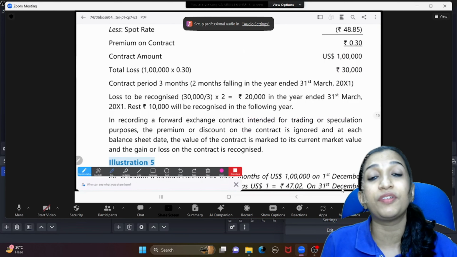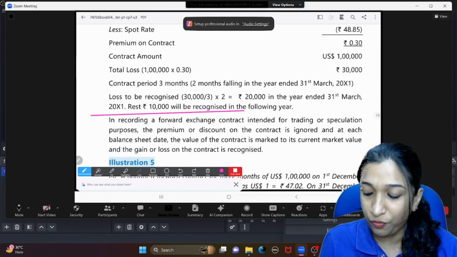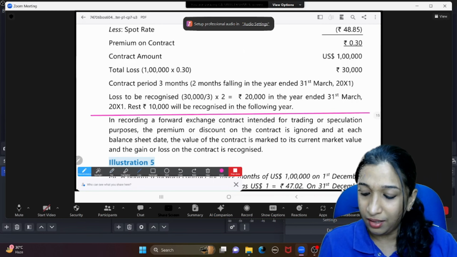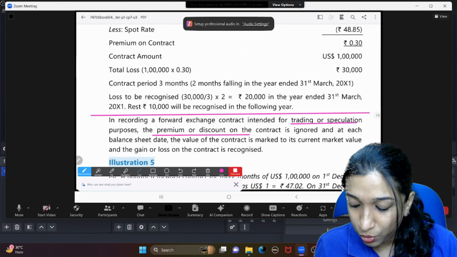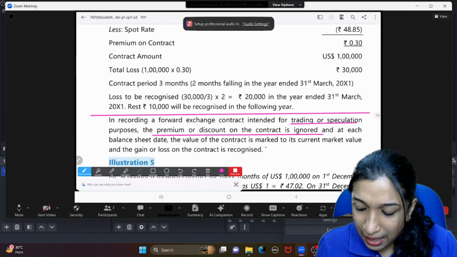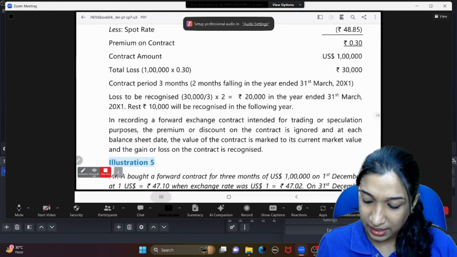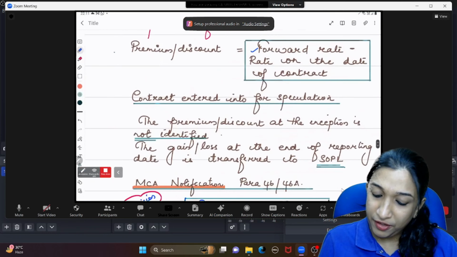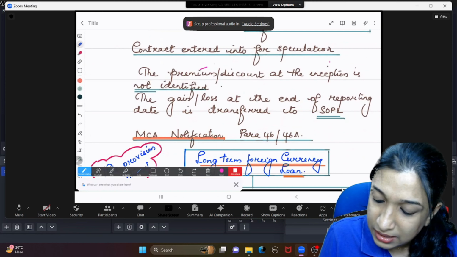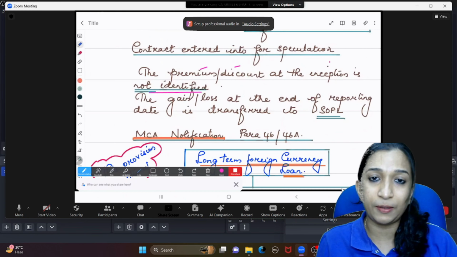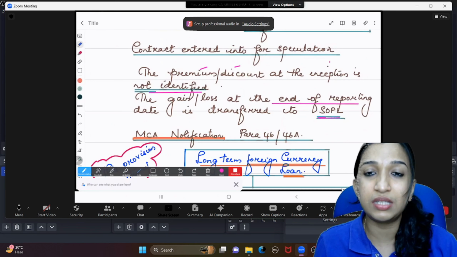So this is what I'll do if the contract is entered into for hedging. What if the contract is entered into for speculation, that is trading? For trading or speculation, ignore the premium or discount, and at each balance sheet date, the gain or loss is to be identified. The gain or loss at the end of the reporting date is transferred to the statement of P&L.